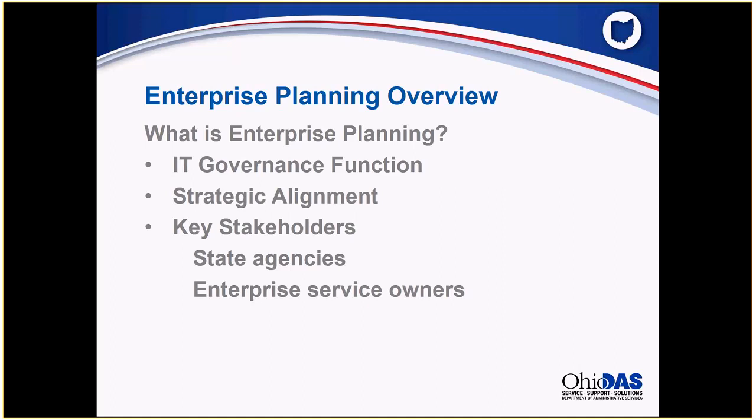The enterprise planning function's main focus is strategic alignment, which is ensuring all agency IT investments are in alignment with enterprise strategic direction. The key stakeholders of this function are the state agencies, which is you all and your agency leadership, and the enterprise service owners who provide the enterprise services for agencies' consumption. Enterprise service owners all reside as part of the DAS groups. So these two groups are our main key stakeholders, and the planning team constantly strives to establish bi-directional communication between these two users.